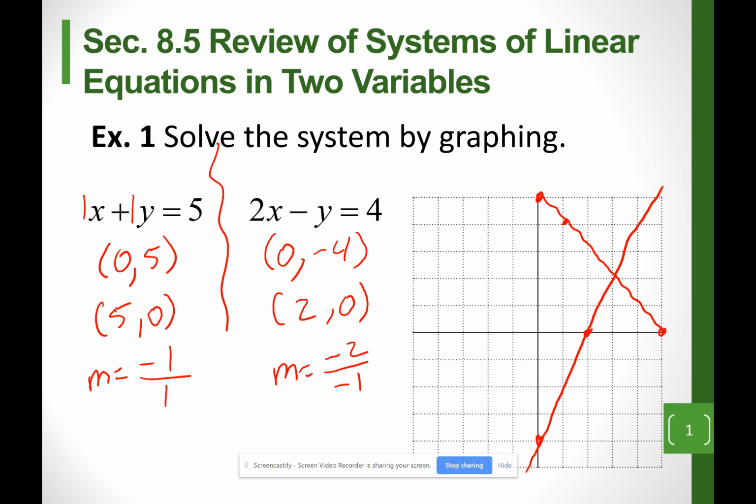Now my solution to these equations is the point where they intersect. The point where these two are intersecting is (3, 2). The x is 3, the y is 2. That's my solution. Plug in those values for x and y, and both equations will be true.